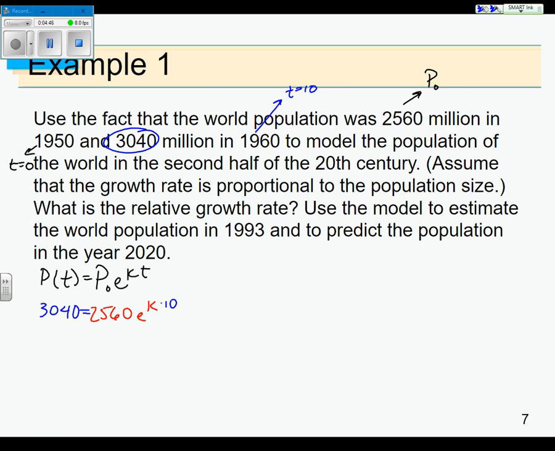And so what I can do now is solve this for k, and I will get my growth factor that I need. So I'm going to divide both sides by 2,560. I just left that as a fraction. So I'm left with e to the 10k. Let's go ahead and write that. And you could do 304 over 256 here if you wanted to. And to get rid of that e, I'm going to take the natural log of both sides.